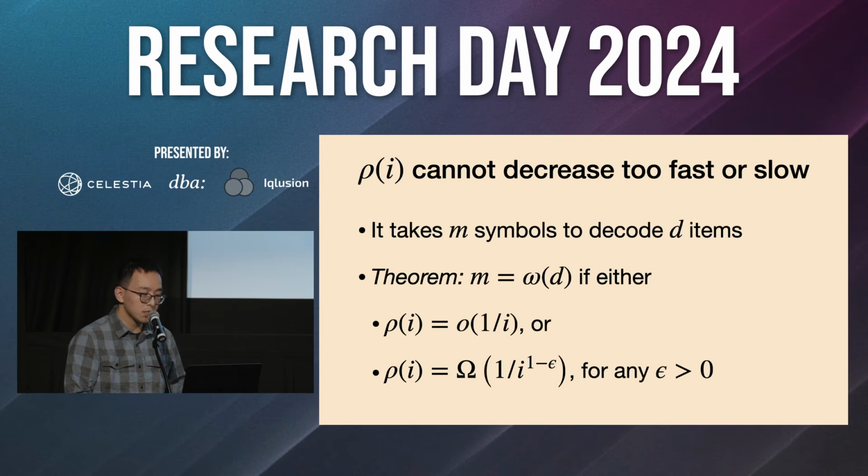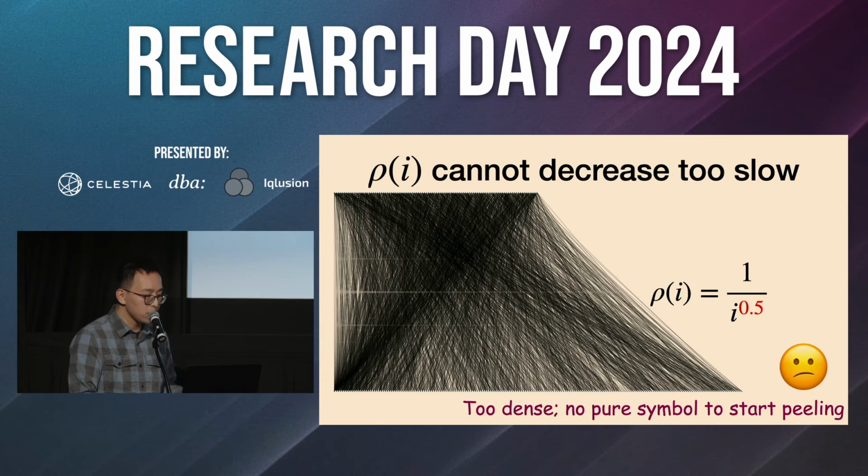In other words, as the number of items you are trying to reconcile grows bigger and bigger, the efficiency will decrease, which is definitely what we don't want to see. So to give you some intuitions, here's a graph when rho I is 1 over the square root of I. And you can see that the graph is too dense. So each symbol is mapped to too many items, and there are no pure symbols to start the peeling process.